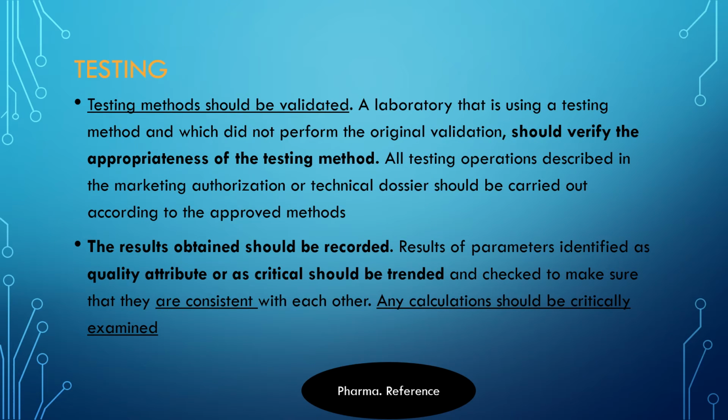Testing. Testing methods should be validated. A laboratory that is using a testing method and which did not perform the original validation should verify the appropriateness of the testing method. The result obtained should be recorded. Results of parameters identified as quality attributes or as critical should be trended and checked to make sure that they are consistent with each other. Any calculation should be critically examined.